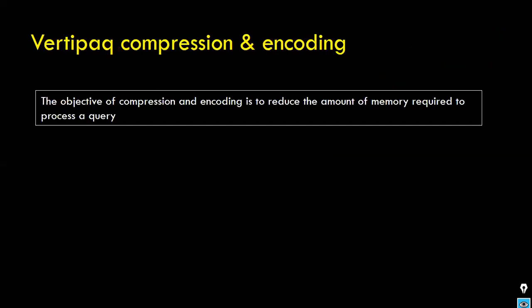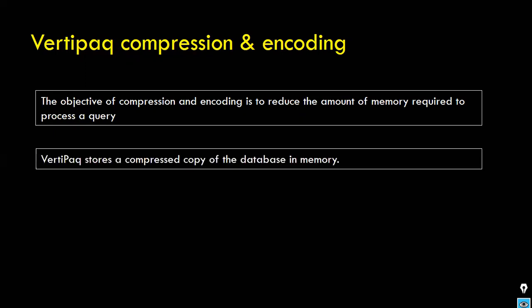And then it does the encoding and compression, which one? The xVelocity engine. What algorithm does it use to do the compression? It uses something called encoding. The objective of compression encoding is to reduce the amount of memory that is required to process your query. VertiPaq stores a compressed copy of the database in memory, and compressed columns make your code and queries run faster. When you have compressed data, the performance will be faster, right?